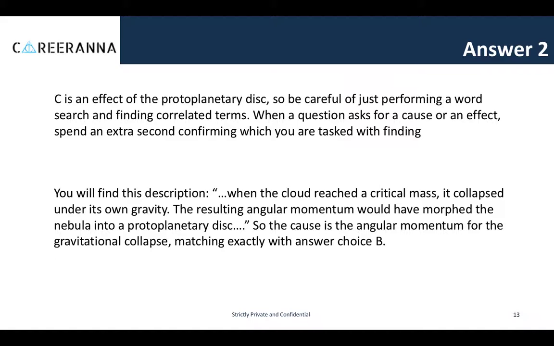Now, C is an effect of the protoplanetary disk, so be careful of just performing a word search and finding correlated terms when a question asks for a cause and an effect. Remember that there is going to be a tricky option, and in this particular question, option number C was the tricky option, which was coming close to option number B. But I did avoid the trap because I went back to the passage. I remembered where the nebular hypothesis was being discussed, and I just read that direct statement which mentioned angular momentum as the cause of the effect which was resulting in a protoplanetary disk.